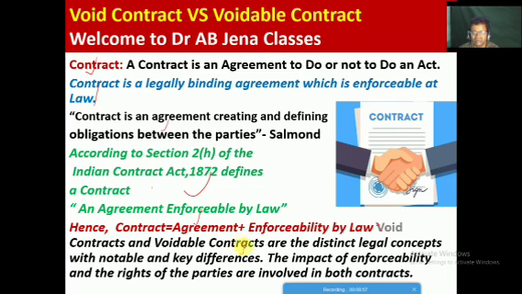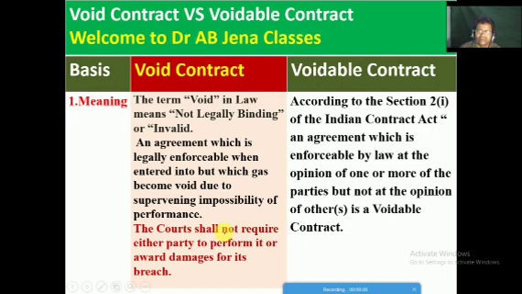So friends, in this video we will discuss the impact of enforceability and the rights of the parties involved in both contracts. We will discuss the meaning of a void contract and the meaning of a voidable contract. The term void in law means not legally binding or invalid: an agreement which is legally enforceable when entered into but which has become void due to supervening impossibility of performance.